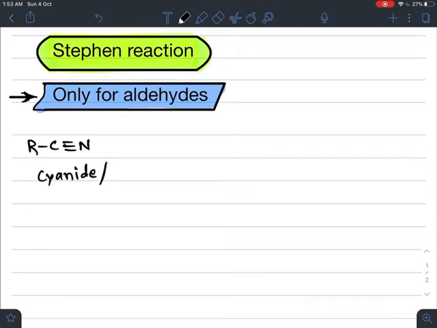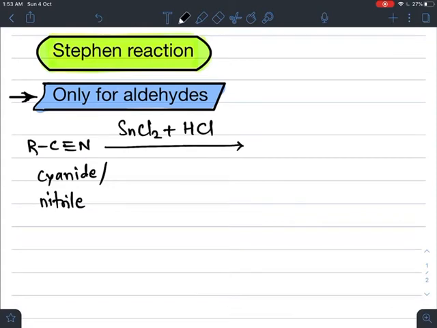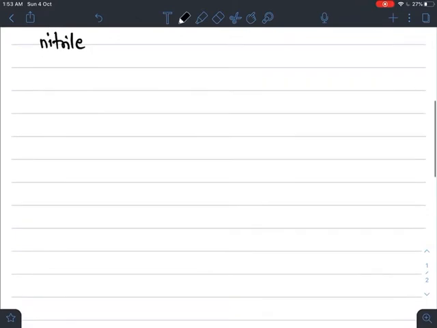When a cyanide or nitrile undergoes reduction in presence of SnCl2 with HCl, stannous chloride and hydrochloric acid, and further it undergoes acid hydrolysis, it gives its corresponding aldehyde. So how does this conversion take place? The C triple bond N cyanide group is converted into an aldehyde group. I will explain here how it takes place.